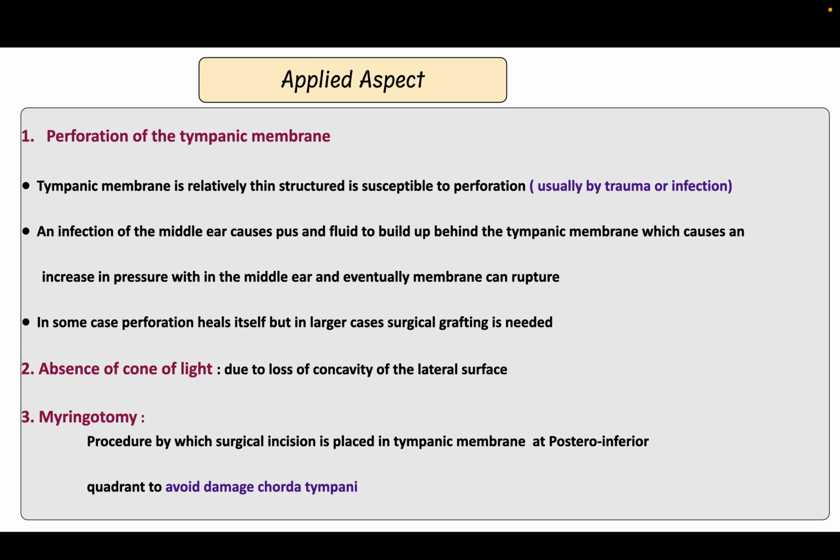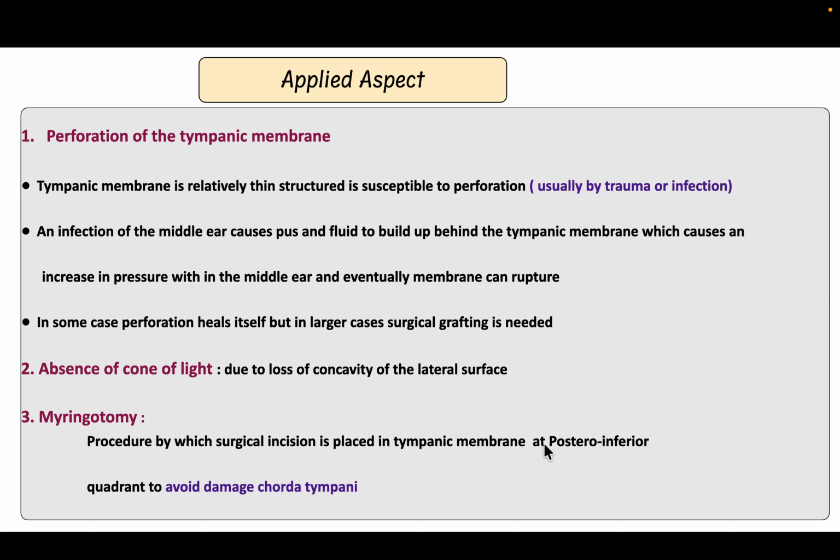Now coming to the applied aspect, perforation of the tympanic membrane can occur, because the tympanic membrane is a relatively thin structure which is susceptible to perforation, either because of trauma or because of infection. An infection of the middle ear causes pus and fluid to build up behind the tympanic membrane, which causes an increase in pressure within the middle ear, and eventually the membrane can rupture. So this is a safety mechanism. In some cases the perforation heals itself, but in larger cases surgical grafting is needed.